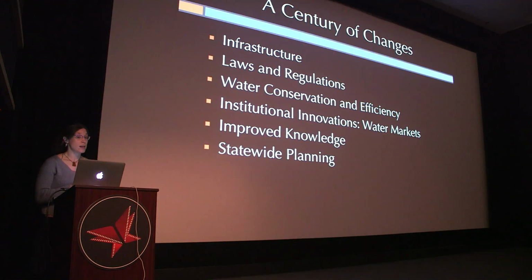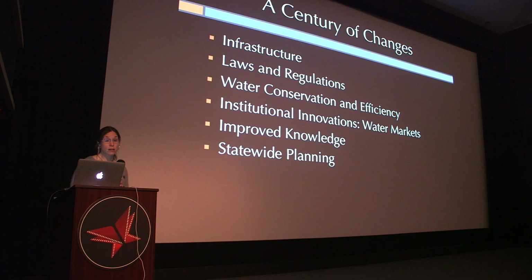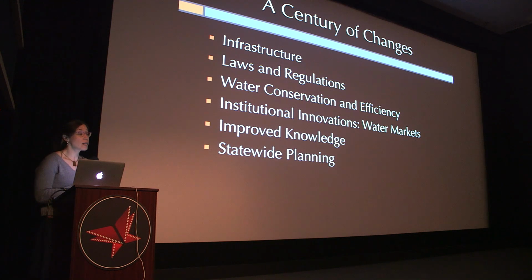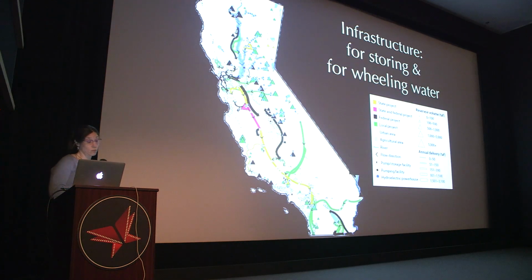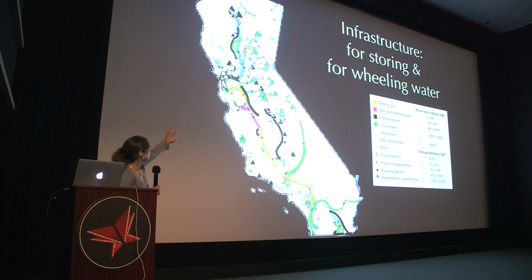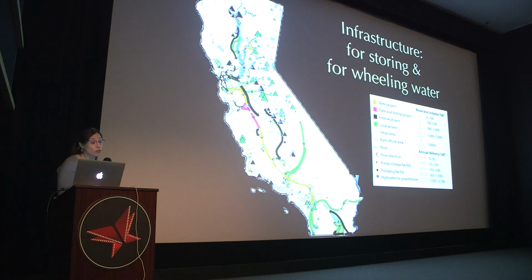And I will say that it has been almost a century since then, and that there are a large number of changes that have taken place within the state of California, namely infrastructure. And California today looks geographically very different. Each of these triangles represents a reservoir, and the lines represent different canals that move water across the state. California can now store 41 million acre-feet of water a year.